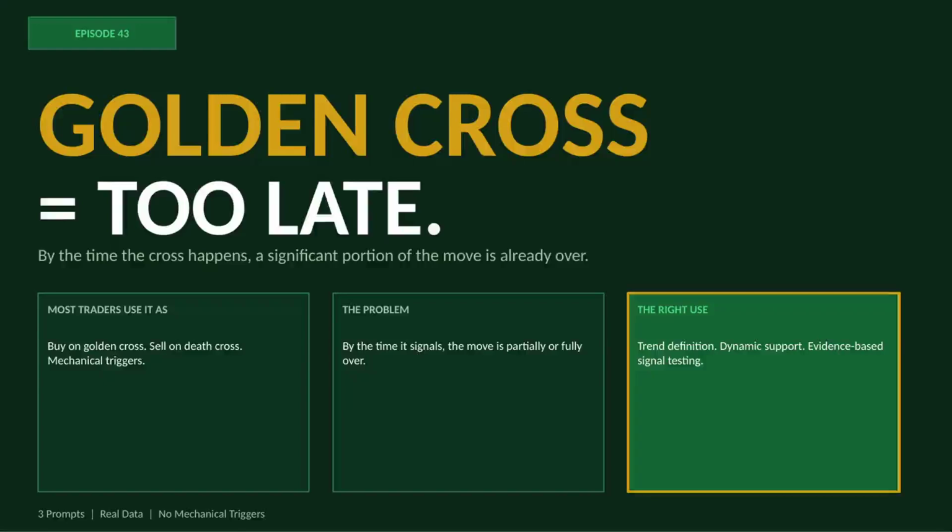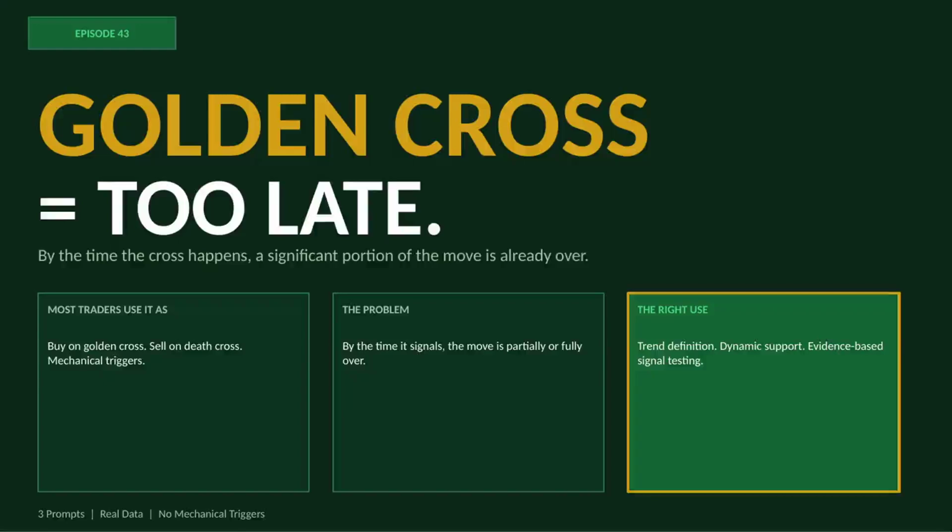It sounds clean. In practice, these signals lag so far behind price that by the time the cross happens, a significant portion of the move is already over. And sometimes the move is completely done. That is not a reason to abandon moving averages. It is a reason to use them for what they are actually designed to do.